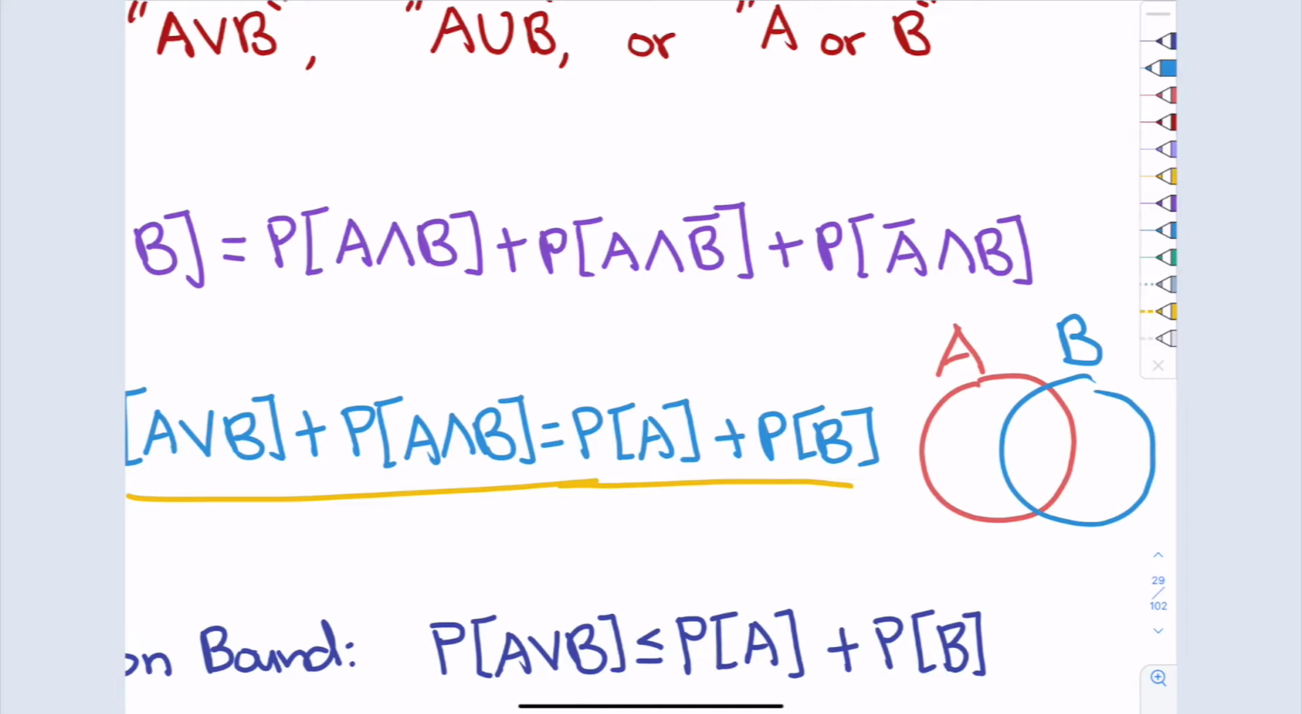So just according to your Venn diagram logic, A plus B in terms of area is equal to A or B plus A intersection B, because the intersection is getting counted twice.